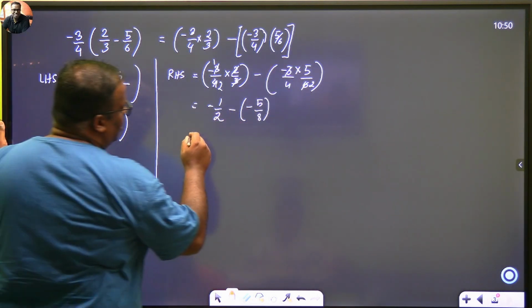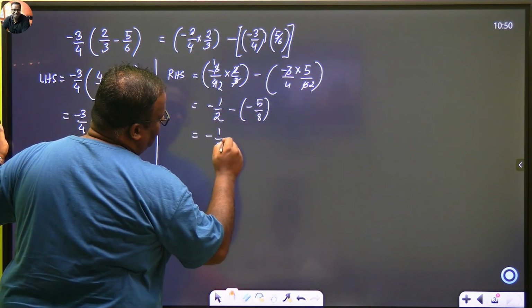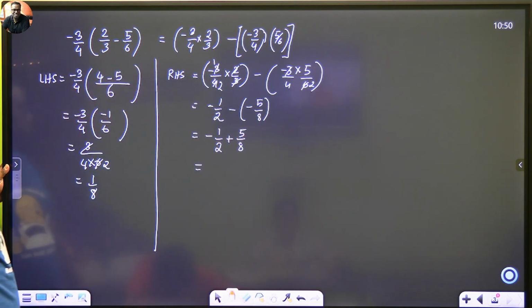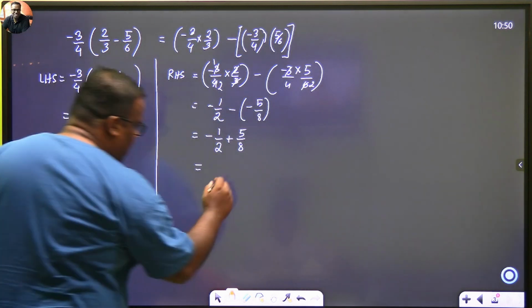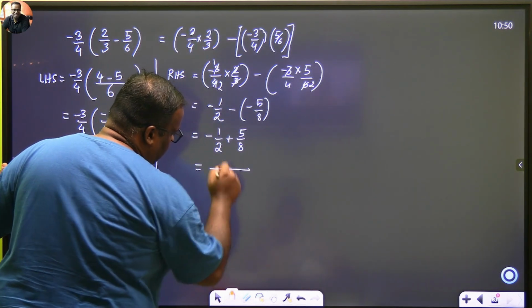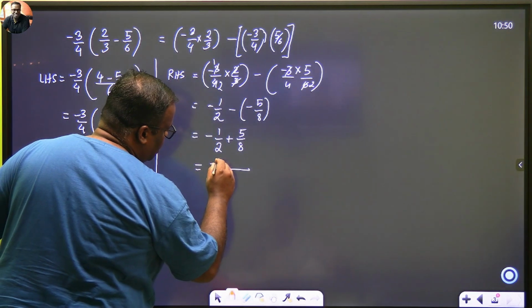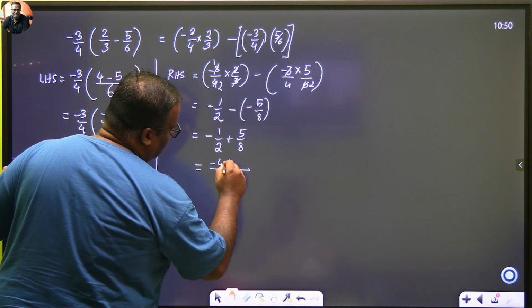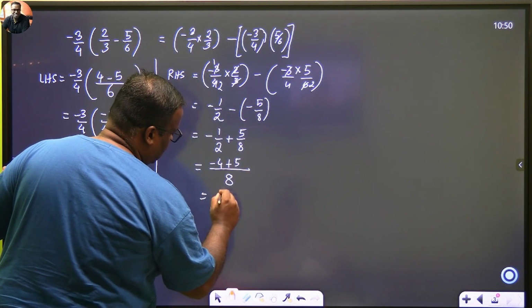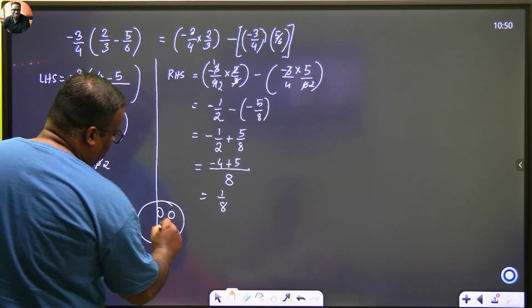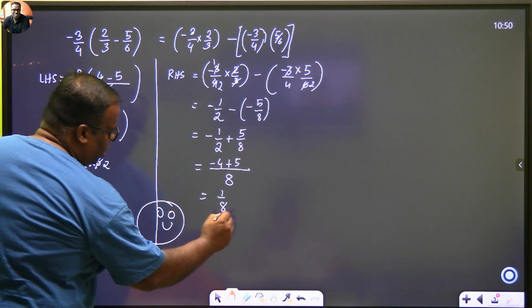आगे चले. This is -1/2 plus 5/8. श्रेयस, क्या 2 8 को मौत देता है? बिल्कुल. LCM हो गया 8. 8 divided by 2 is 4. 4 multiplied by -1 is -4. और इधर कितना रहा? 5. यानी कि आंसर कितना आया? 1/8. इसके बाद हमारे चेहरे में आ जाती है बहुत बड़ी खुशी, क्योंकि LHS और RHS सेम है.